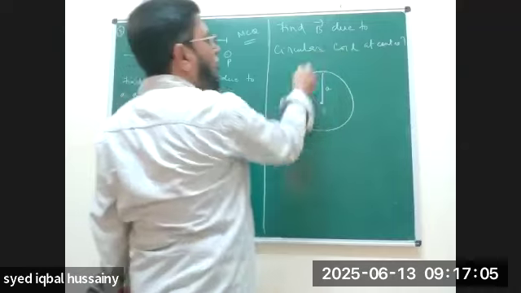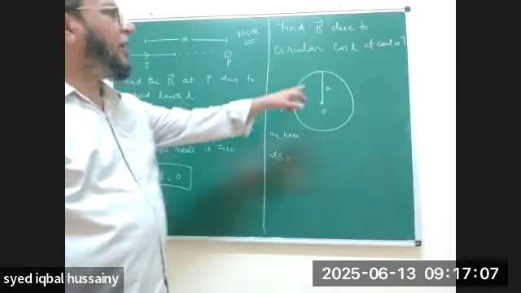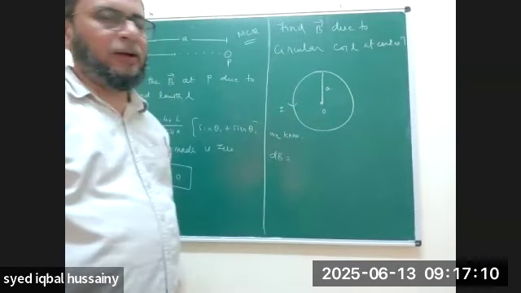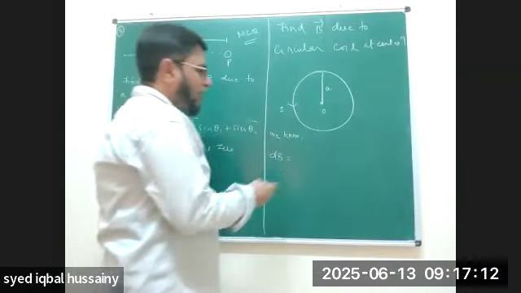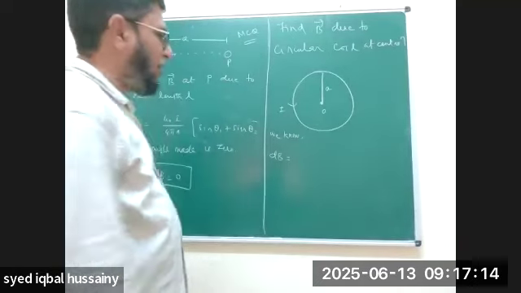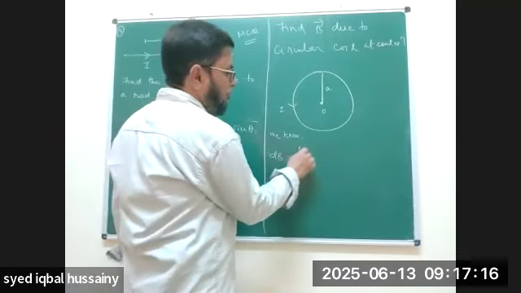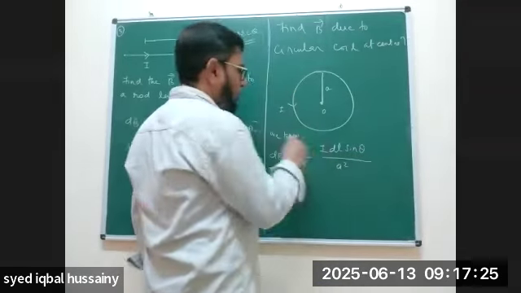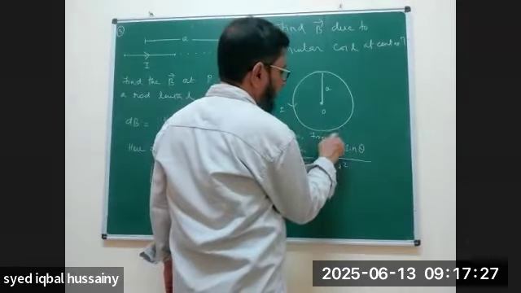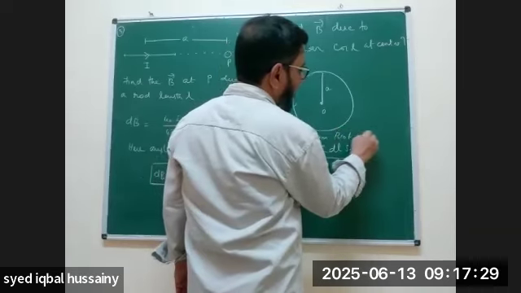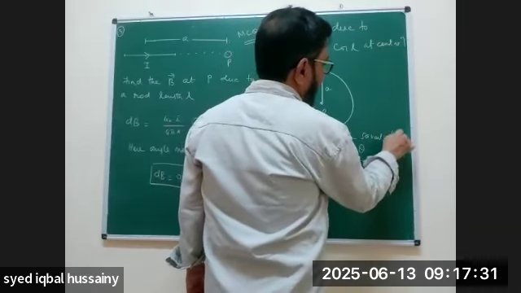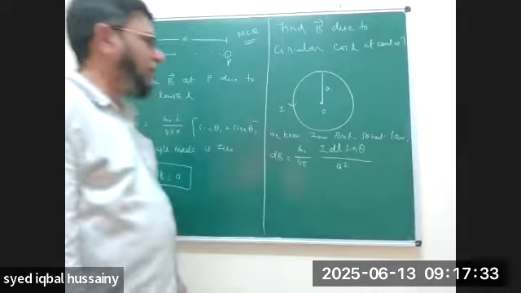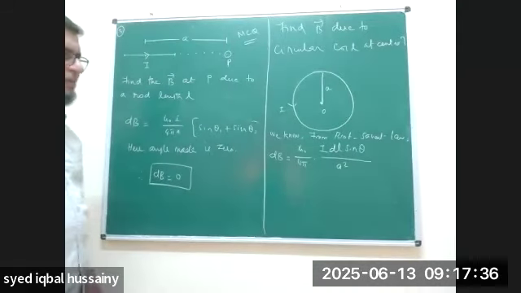Find the magnetic field due to the circular coil. There is one circular coil. What magnetic field will we get at the center point? So what's the formula? What does Biot's formula say? Biot's formula: dB equals mu naught by 4 pi, I dL sin theta by R square. Write it down. From Biot's formula, dB equals mu naught by 4 pi, I dL sin theta by R square.